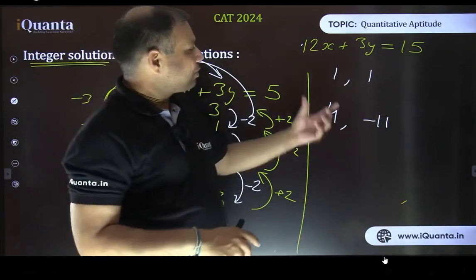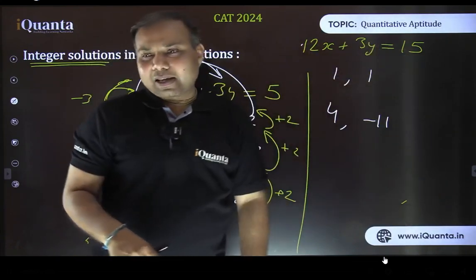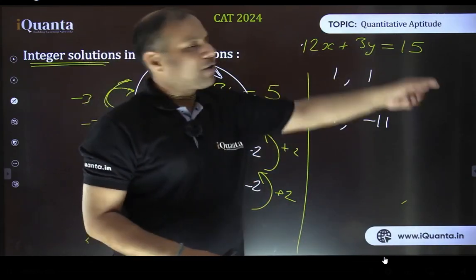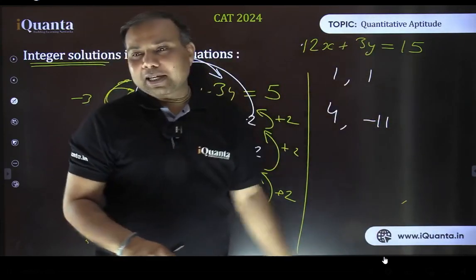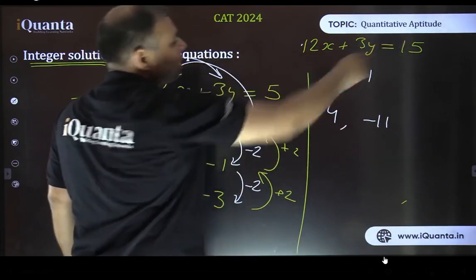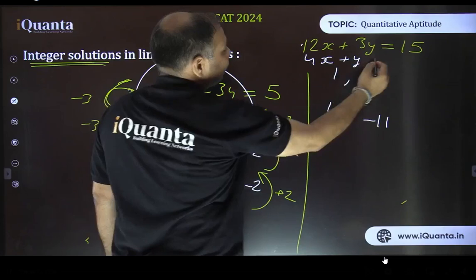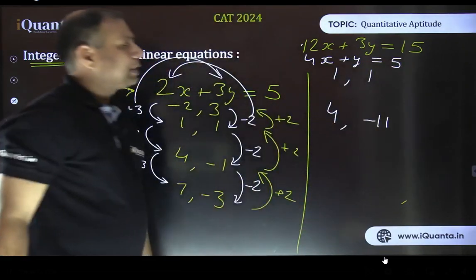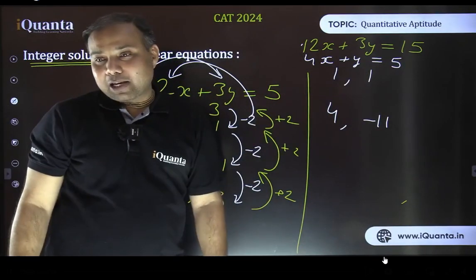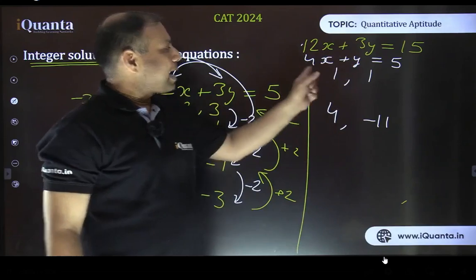For that purpose only I have given you this. See, whatever their highest common factor is, we need to simplify the equation. Basically we need to divide throughout by that highest common factor. So this equation needs to be divided by 3, right? So it becomes 4x plus y equals 5, right? Now we are going to get all the values. So the gaps are going to be 1 and 4.